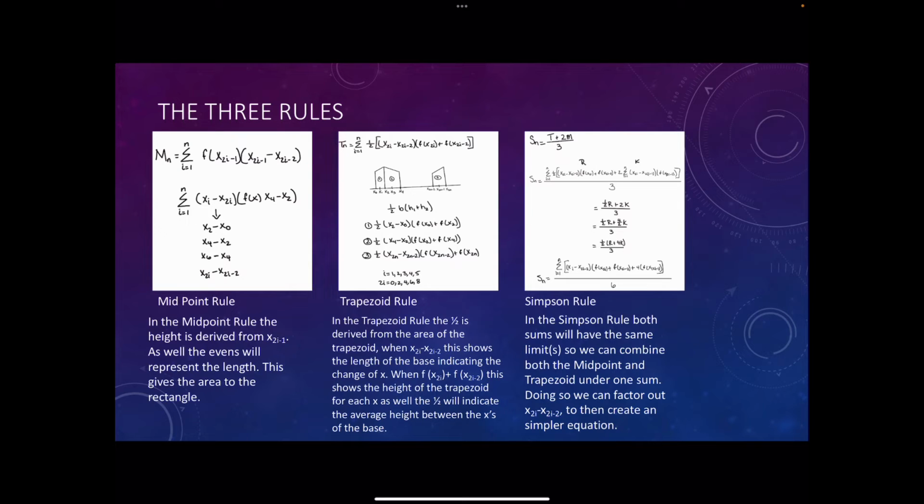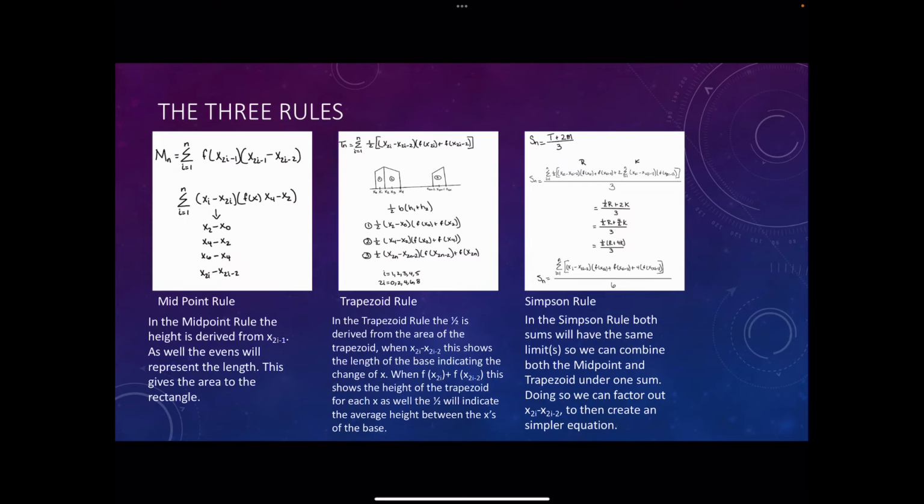This gives the area of the rectangle. Now in the trapezoid, the half is derived from the area of the trapezoid. When x of 2i subtract x of 2i minus 2, this shows the length of the base, indicating the change of x. When f of x of 2i plus f of x of 2i minus 2, this shows the height of the trapezoid for each x as well. The half will also indicate the average height between the x's of the base.